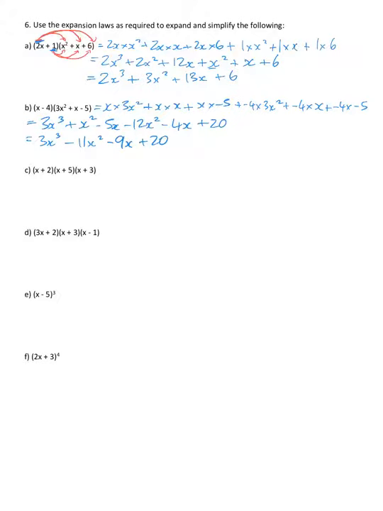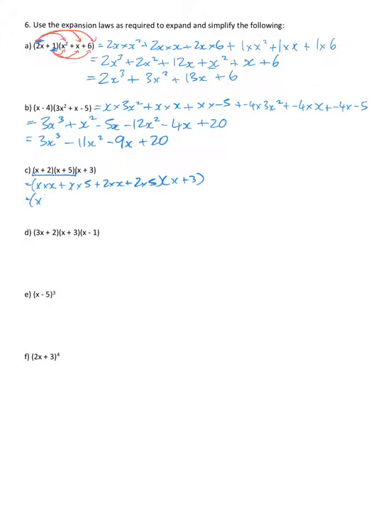Next one. Here, don't be concerned. There's 3 sets of brackets, and you might go, oh, I don't know what to do with that. All you need to realize is that you can FOIL out the first set of brackets and then times it by x plus 3 afterwards. So leave the x plus 3. Let's FOIL out the first set of brackets. It's x times by x plus x times by 5 plus 2 times by x plus 2 times by 5. Then leave the x plus 3 on the right hand side.